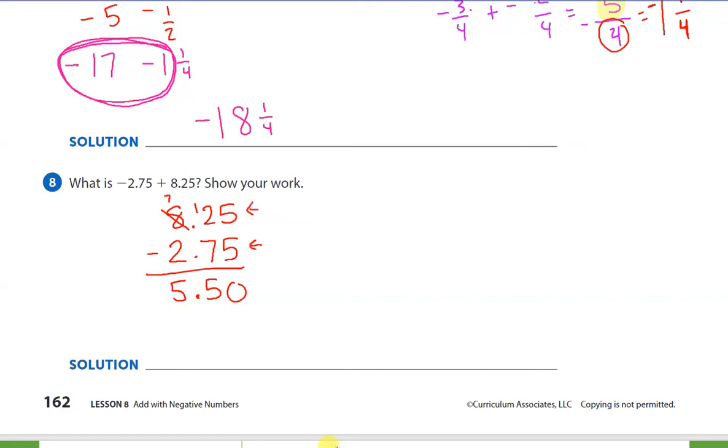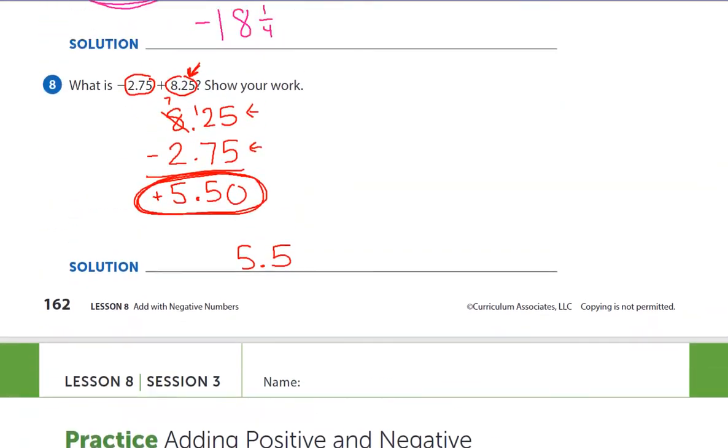Now the reason that we can decide which number goes on top, we can do whatever we want, is because for this method, now we're going to look which of these numbers is bigger. And it's obviously this one. And is that positive or negative? It's positive. Therefore my answer is positive. We use the sign that goes with the bigger number. So this one's 5.5. Okay, that's it. Good luck.